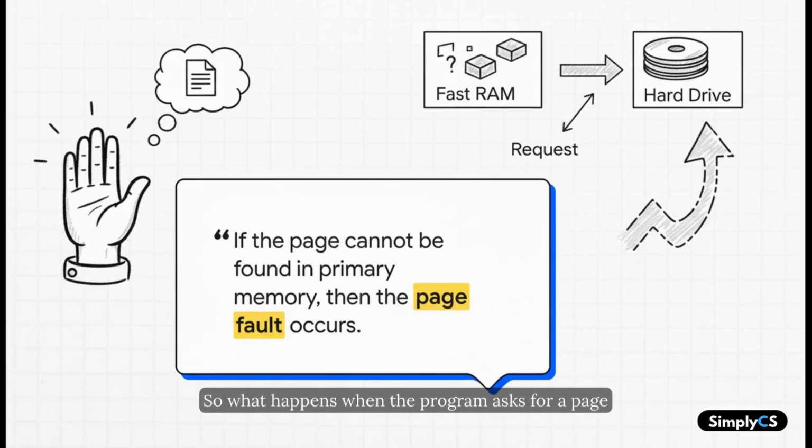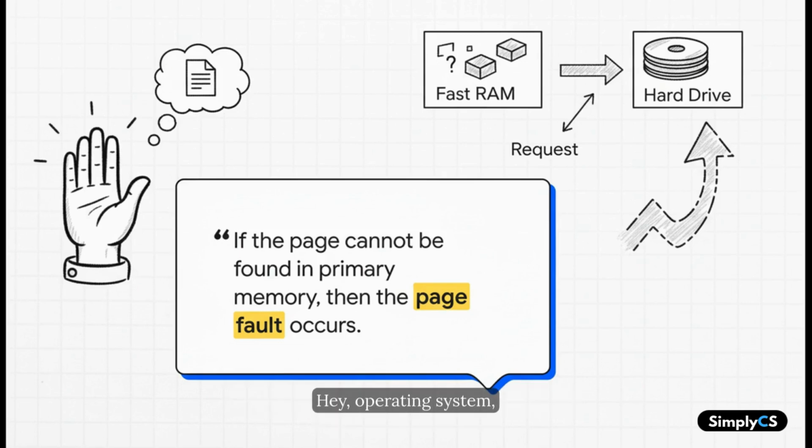So what happens when the program asks for a page that's not currently in that fast RAM? Well, that triggers an event called a page fault. Now, fault sounds like a bad thing, but it's not really an error. It's more like a signal. It's the program raising its hand and saying, "Hey, operating system, I need a page you've got stored out on the hard drive. Could you go get it for me?"